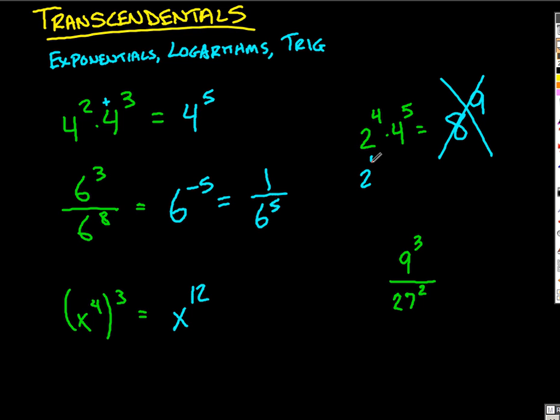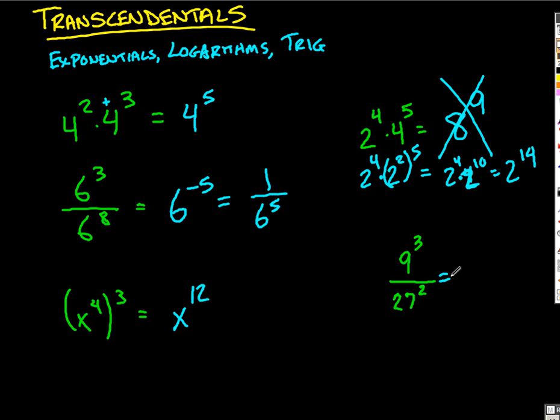I have 2 to the 4th. How can I make it so that 4 is 2 to some power? Well, 2 squared equals 4. So it looks something like that. Now I can simplify it as 2 to the 4th times 2 to the 10th power, which is 2 to the 14th power in the end.